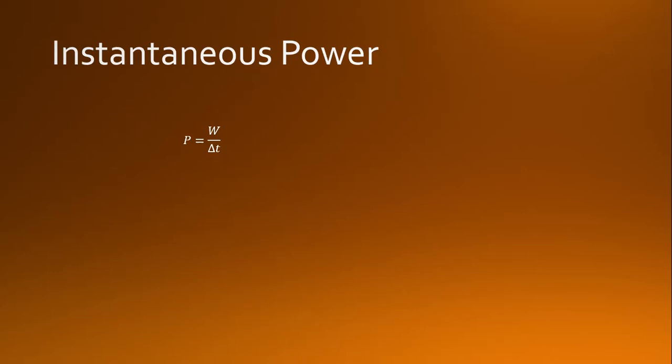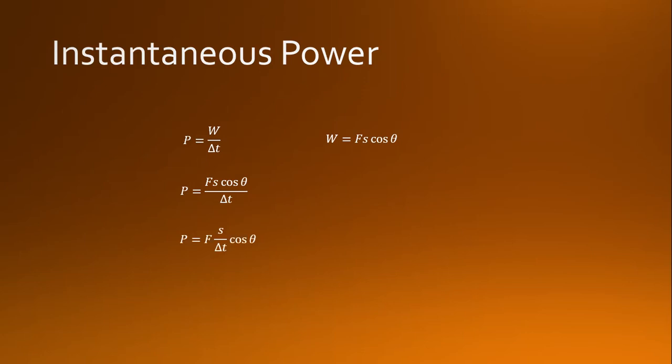So let's look at instantaneous power now. If average power is equal to work divided by time, we want to find a way to get instantaneous power out of that. Work we can define as force times displacement times cosine of theta. So let's plug that in: force times displacement times cosine of theta divided by delta t. Now let's make the assumption that force and theta stay the same. This is something like pushing an object up a ramp.